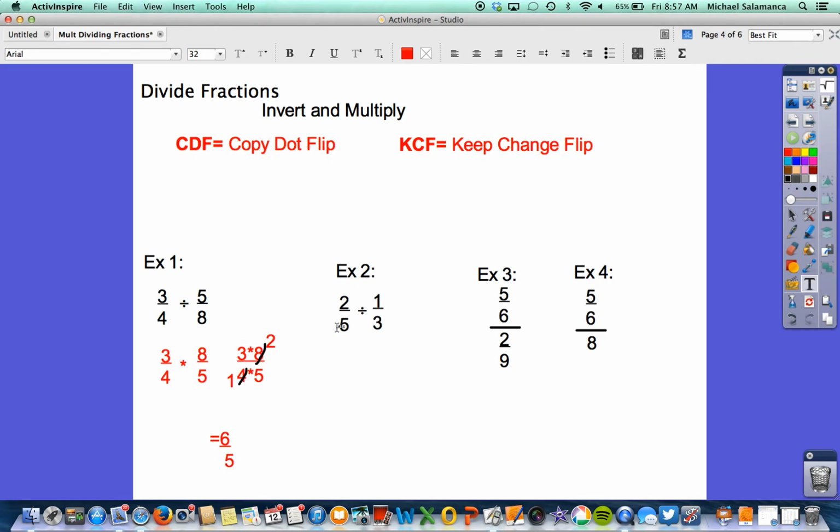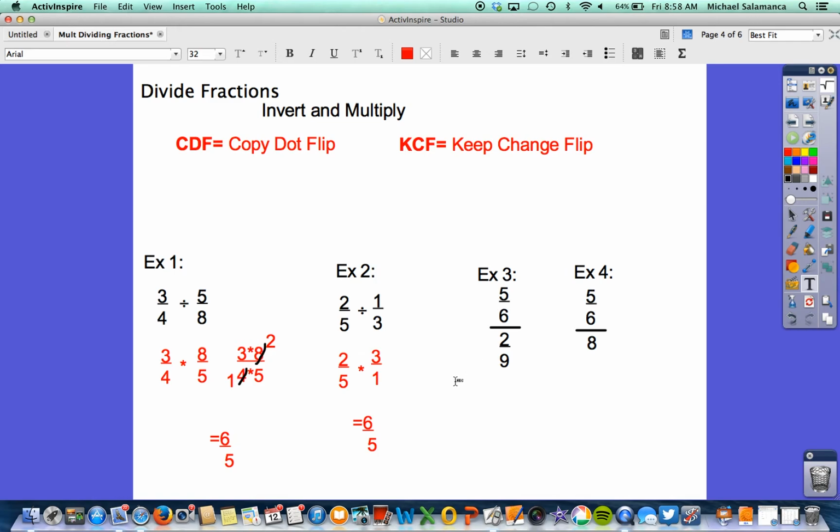In example 2, we're going to do the same thing, but instead of saying copy dot flip, we're going to say keep change flip. So we keep the first expression, or the first term. We change the second term. We're changing it from a division to a multiplication. And we are going to flip the last thing. So now we have 2 times 3, which is 6. And 5 times 1 is 5.